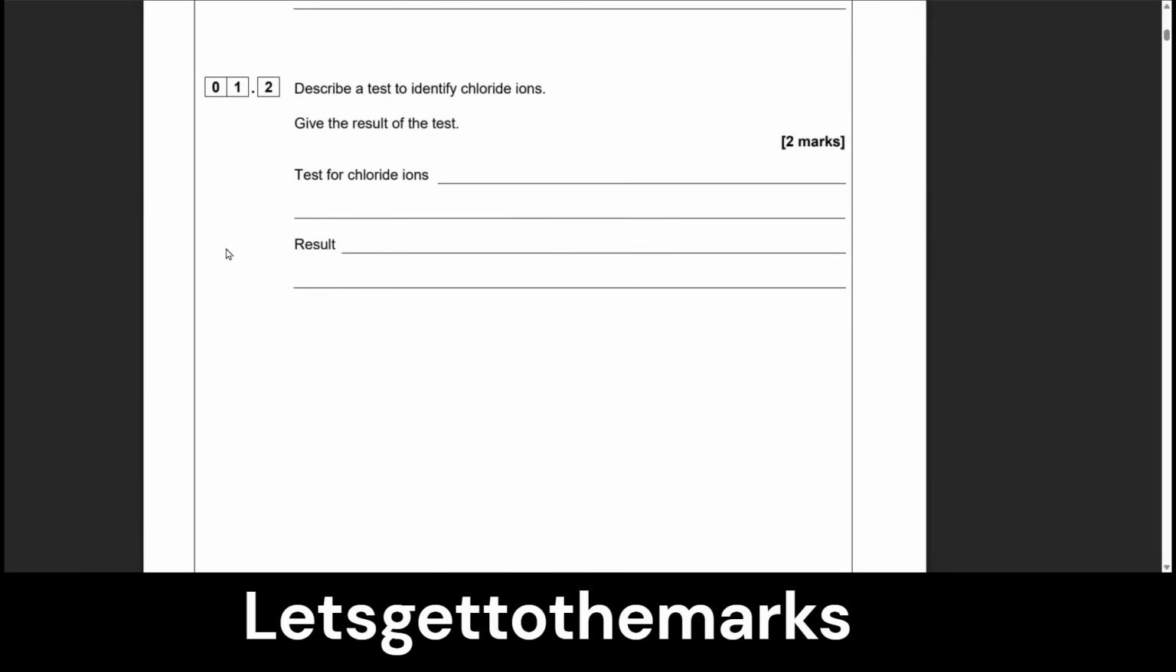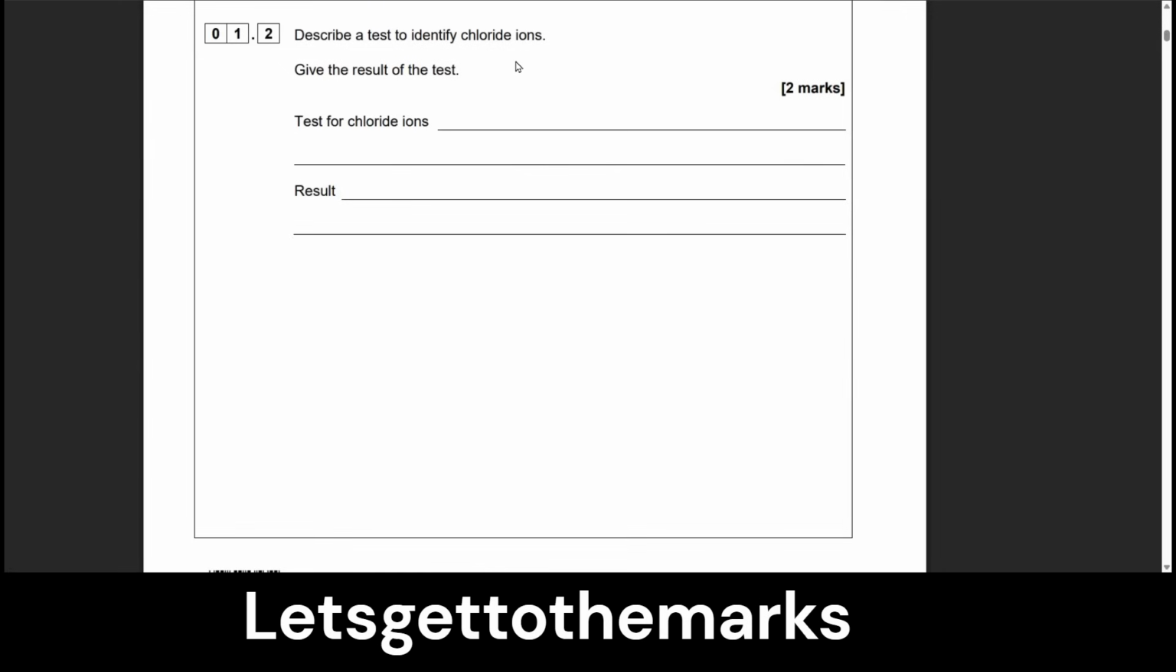Let's move on. 1.2. Describe a test to identify chloride ions. Now, a couple of misconceptions here, but why don't you grab a pen, paper, have a go at this. All right, I'm going to go through the answers. So chloride ions, you've got to make sure we distinguish. There's 2 tests, one for chlorine gas and one for chloride ions, and they're different. So if you don't know them and you got this wrong, make sure that you put it on a revision card so that you can learn it off by heart.